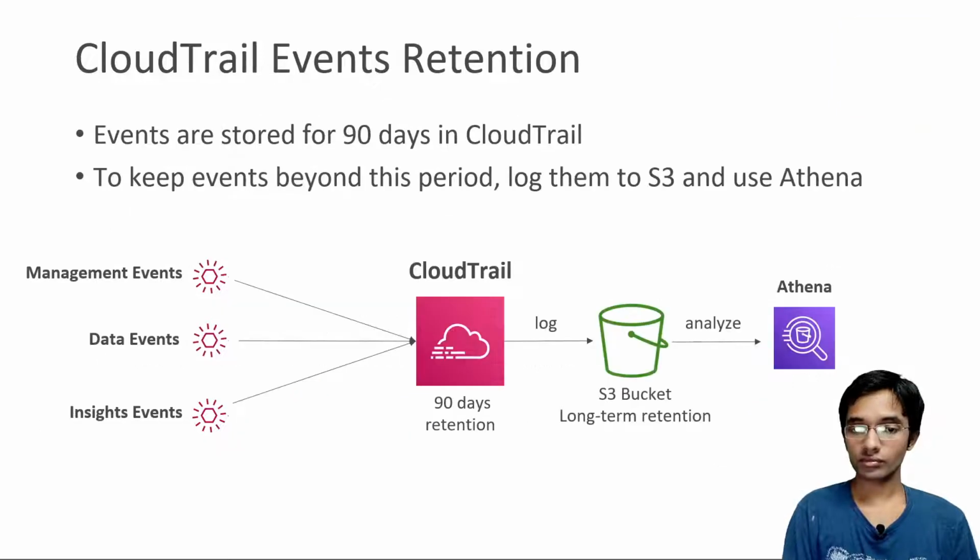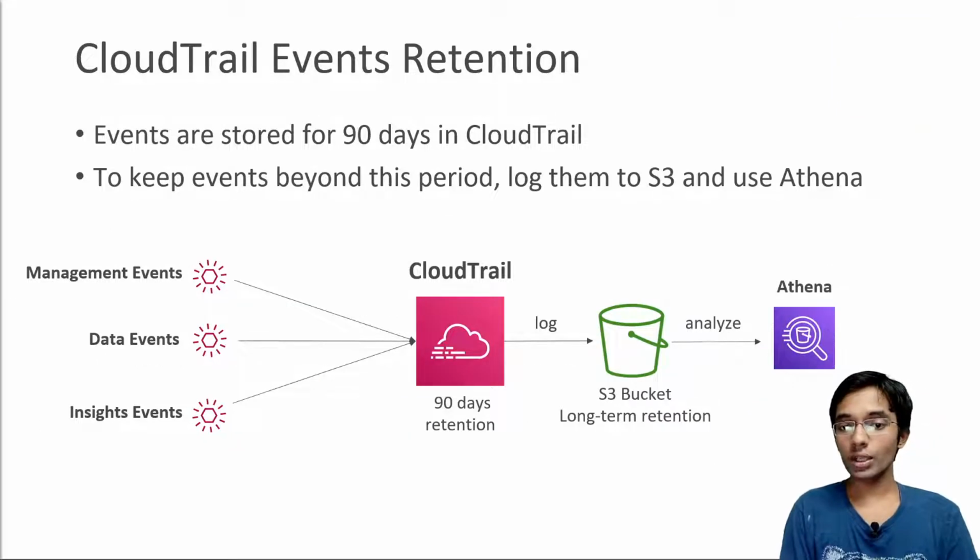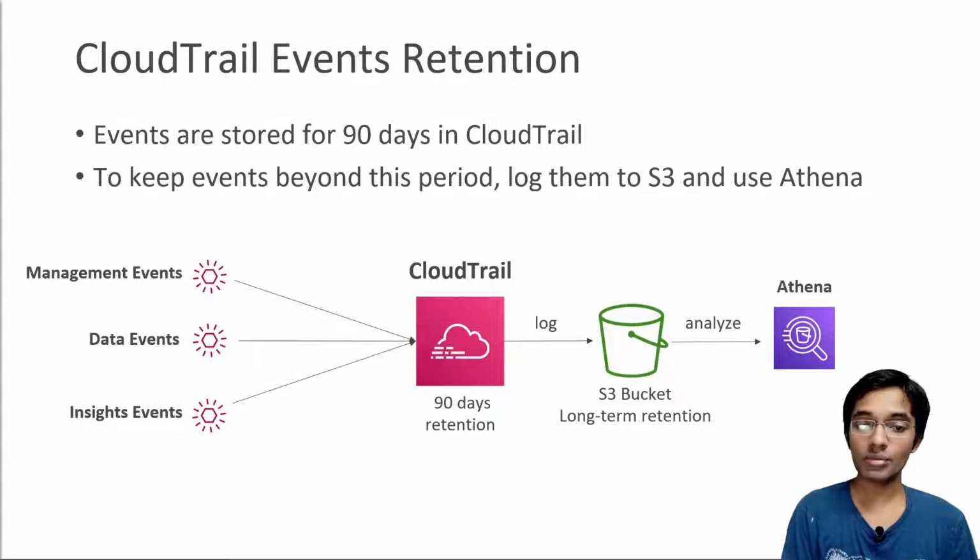Finally, let's talk about CloudTrail event retention. Events by default are stored for 90 days in CloudTrail, and then afterwards they are deleted. But sometimes you may want to have events for longer, in case you want to go back to something that happened maybe a year ago for auditing purposes. To keep events beyond this period, you have to log them to S3, and then you would use Athena to analyze them.